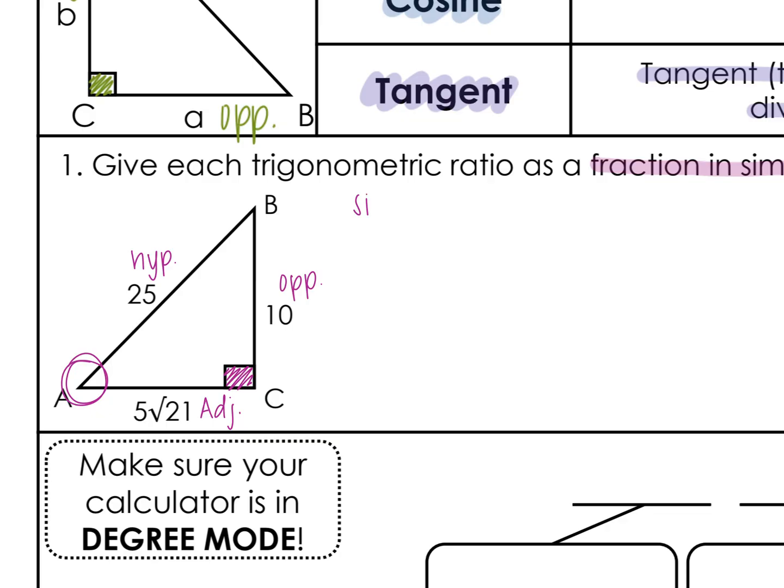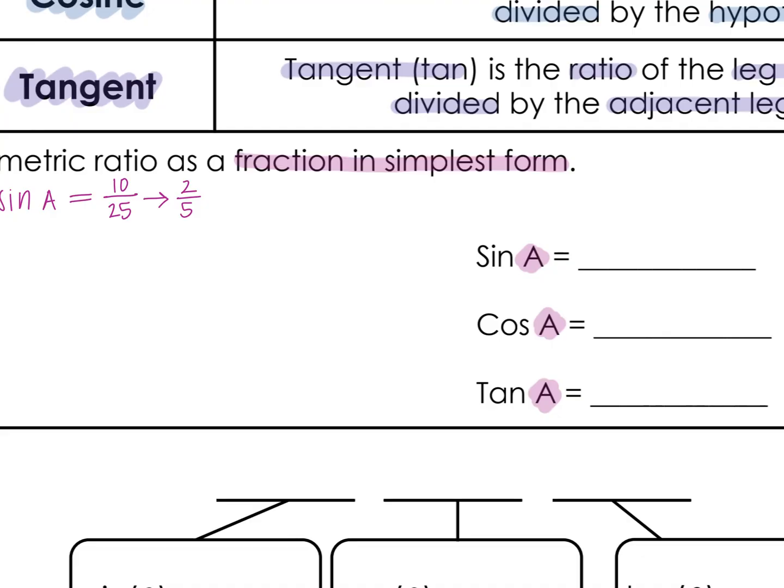All right, so let's start off with our sine of that angle A. So sine is going to be your opposite, so we'll have 10 divided by your hypotenuse, 25. As they mentioned, we should have our fraction written in simplest form. So here, when I have that 10 over 25, I can simplify to 2/5. And so that's what I'm going to write on this first line here for my sine of angle A.